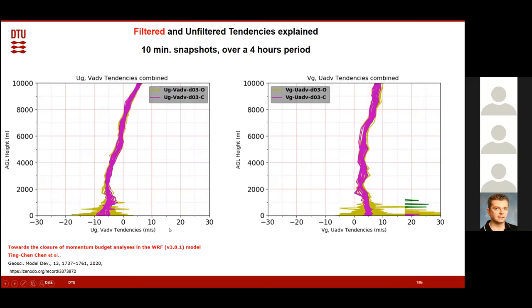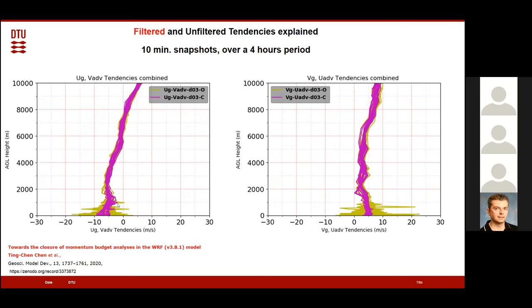So my colleague Bjarke Olsen has pointed me towards this work of Shen from 2020, who actually tried to address some of those issues. They published both a paper and the code, which does this inline averaging. And inline averaging means that instead of looking at a snapshot every 10 minutes, we are basically averaging the tendencies for 10 minutes and then writing them out.